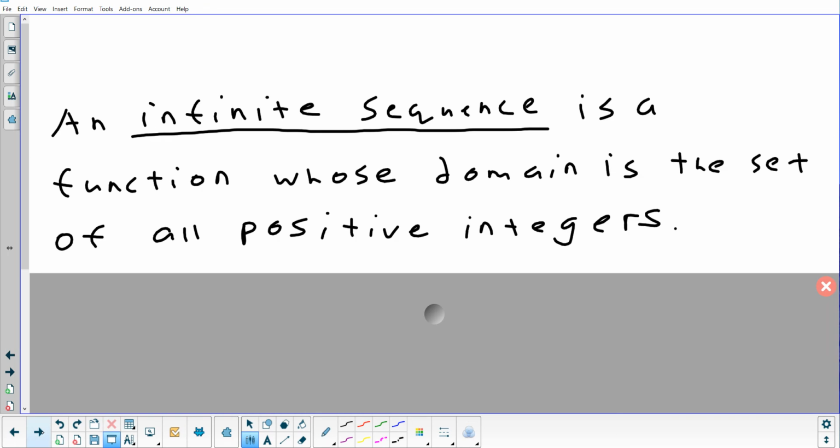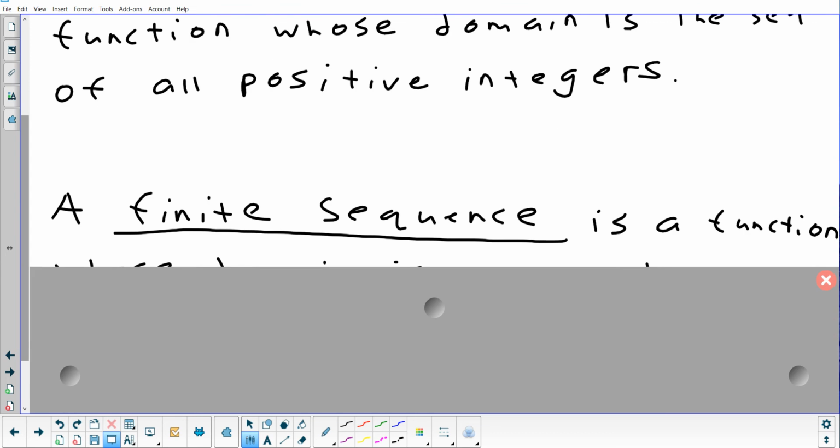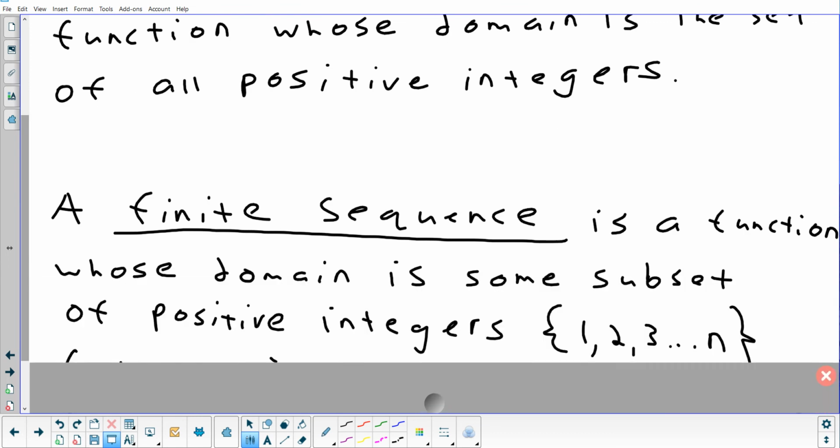So I mentioned there's really a couple different types of sequences. The first one has to do with the length of it. An infinite sequence goes on forever, and that means you can plug in any number into its formula that is a positive integer. You can plug in 10 million. You can plug in 20 billion. You can plug in any position you want because it goes on forever. Compared to a finite sequence, it stops. It does not go on forever.